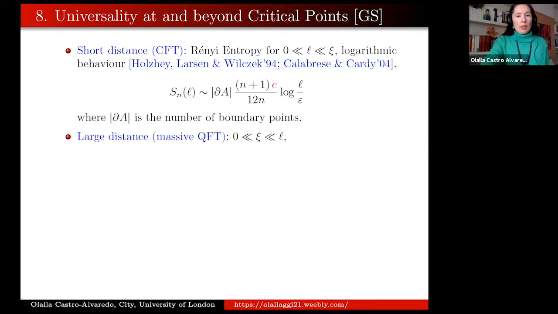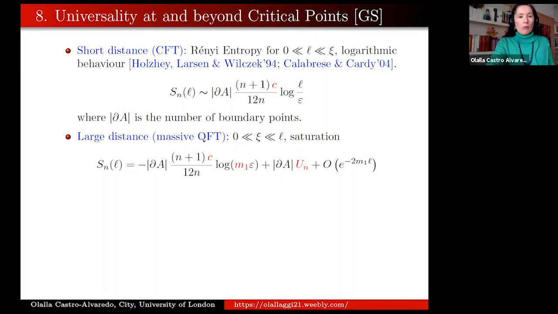What happens if you are in massive QFT instead? So you have a gapped system, or in other words, you have a subsystem of a length that is much bigger than the correlation length of your system. In that case, you're in what I would call a massive regime, quantum field theory. And what the entropy does in that case is a bit different. What it does is to saturate. It saturates to a constant, okay?